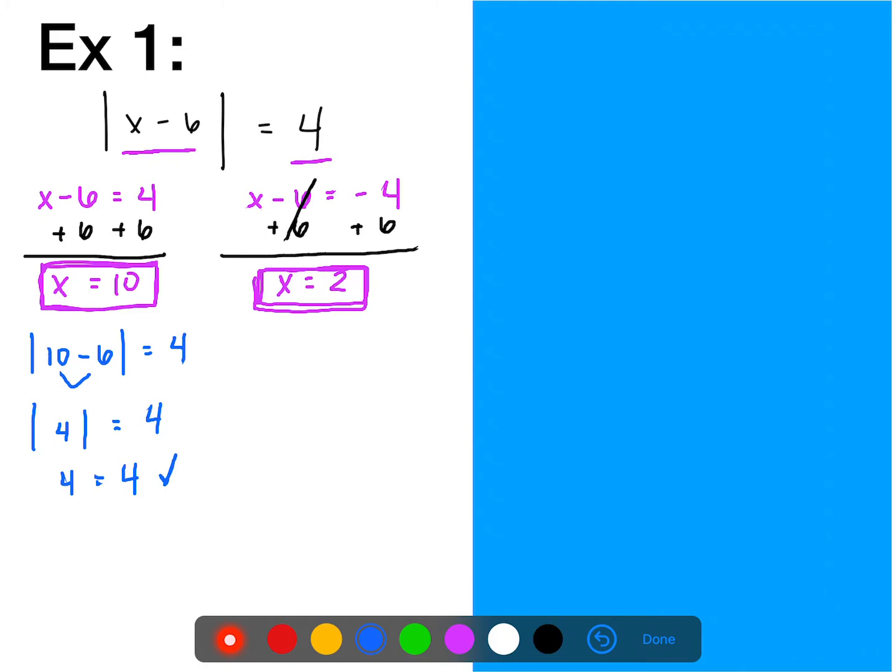Say that again? The bars? In the original equation. But the last thing, like the last slide, is that absolute value equals what? Positive numbers. Yep. Positive numbers.